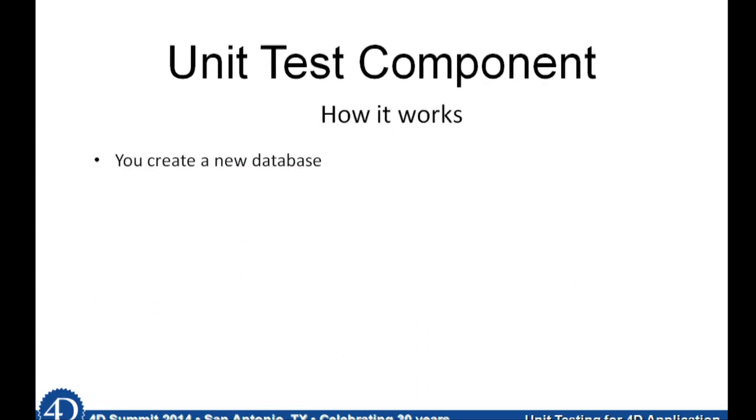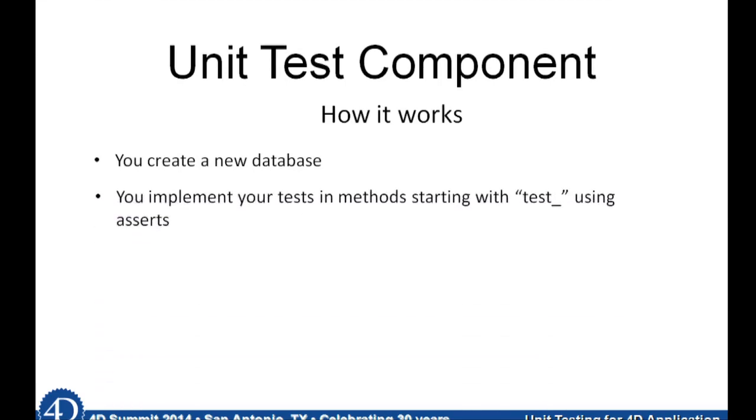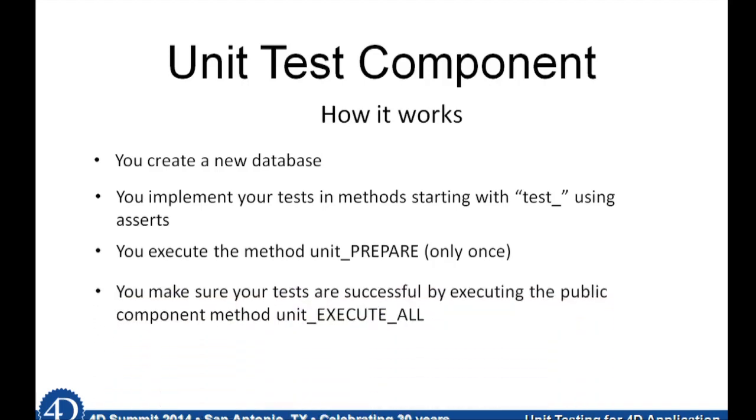So how does it work? You create a new database. You implement a new method. The method should start with test underscore. I'm going to explain why. You're going to execute the component unit test method called unit prepare. You have to do that only once. And then you do execute all. By doing execute all, you're going to look for all the methods that start with test underscore and execute them. That's the only reason why you need something that starts with test underscore. That's it, right?